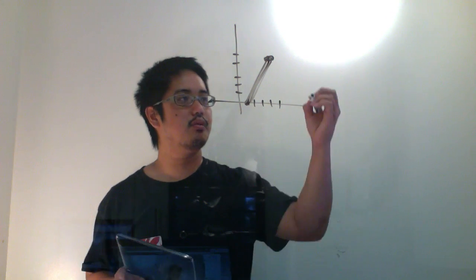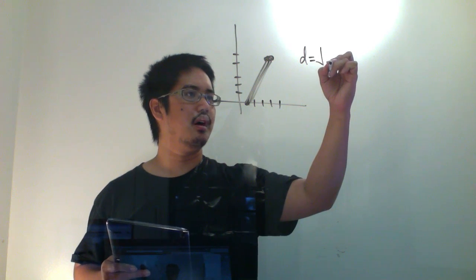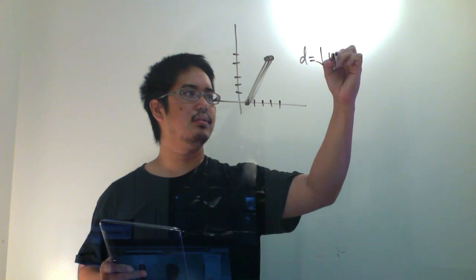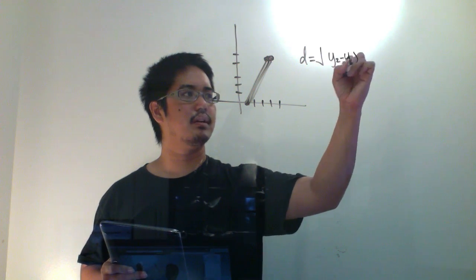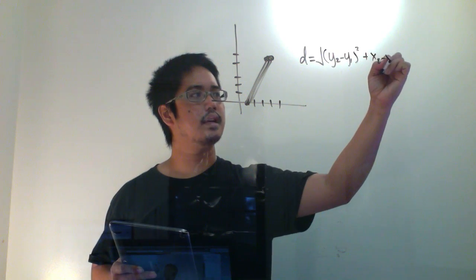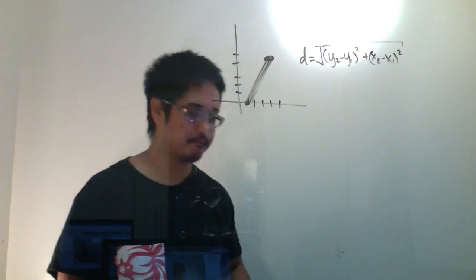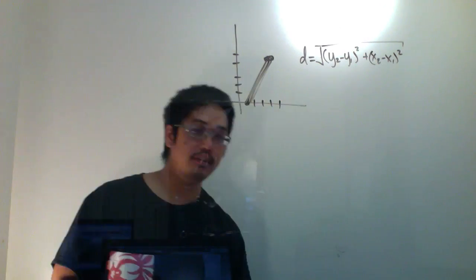Let me show you what the distance formula is. The distance formula is the square root of y2 minus y1 squared plus x2 minus x1 squared, and the square root of it. Can you guys see that?